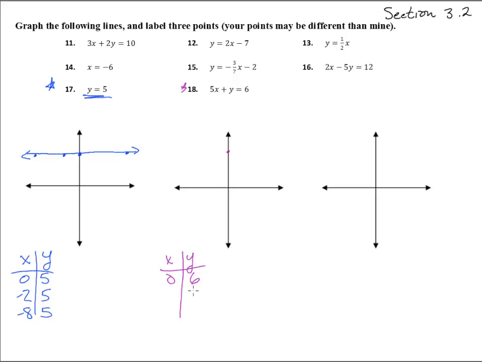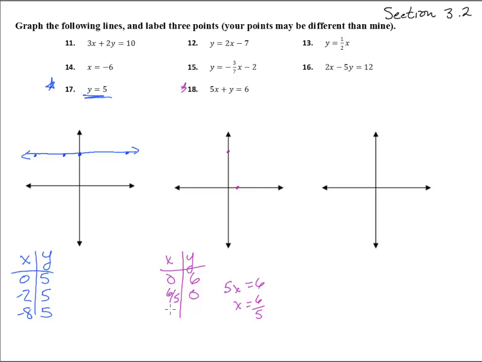And then I'm going to get the other one. Stick in 0 for y there, and we get 5x equals 6. Divide by 5, and we get x equals 6/5. Punch that in your calculator, and you're about 1.2. So about like that. Ooh, that's pretty steep going down.